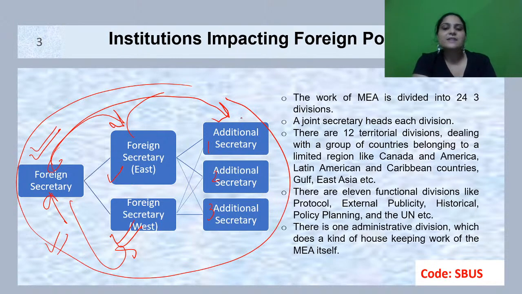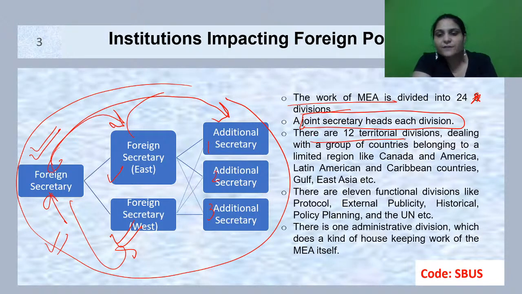Then the Ministry of External Affairs is actually divided into 24 divisions. Now, these 24 divisions actually carry out the work at different levels of geographies. Why 24 divisions? You can't have only one division take care of the entire geography of the world. So these 24 divisions are divided into territorial divisions, and they are each headed by a joint secretary level person. Now, there are 12 territorial divisions, dealing with a group of countries belonging to a limited region, like Canada in America, Latin America, Caribbean countries, Gulf, East Asia. So these are the names of the divisions.